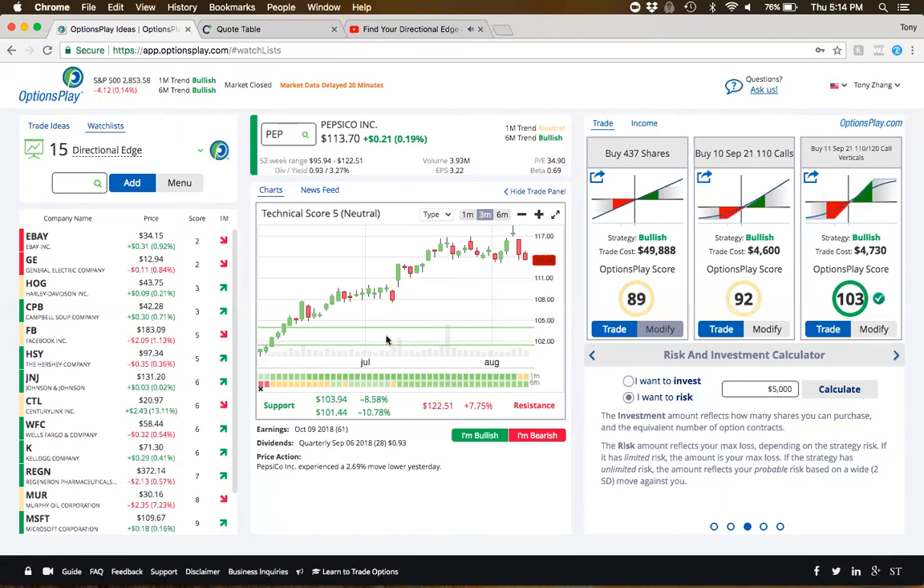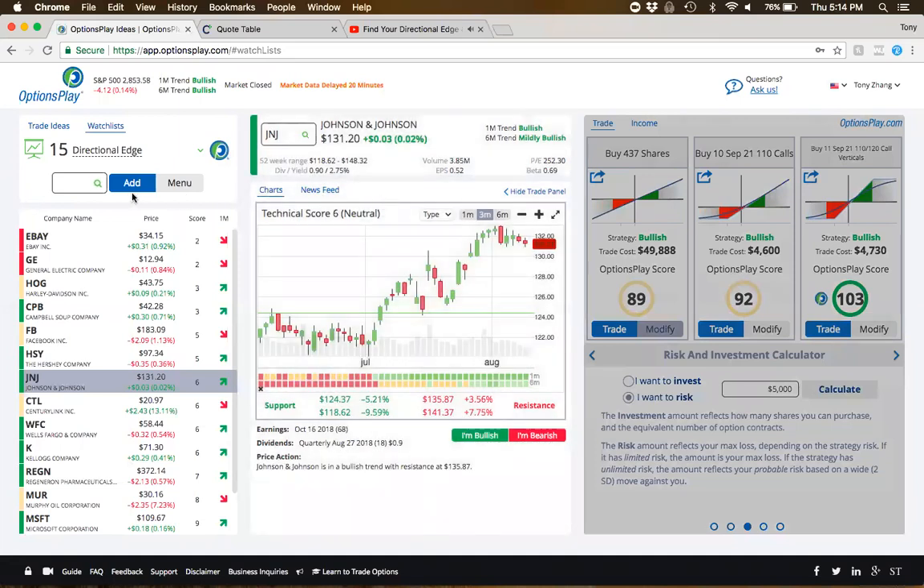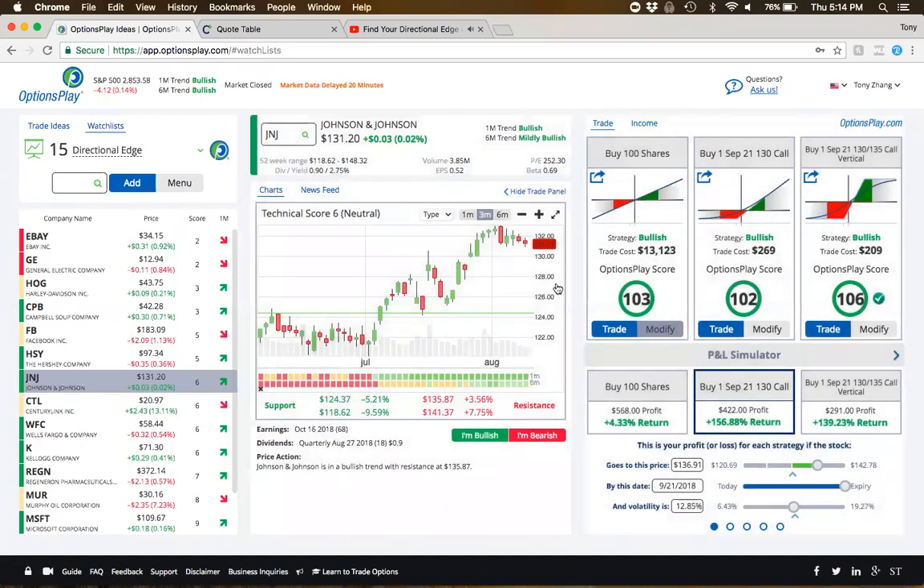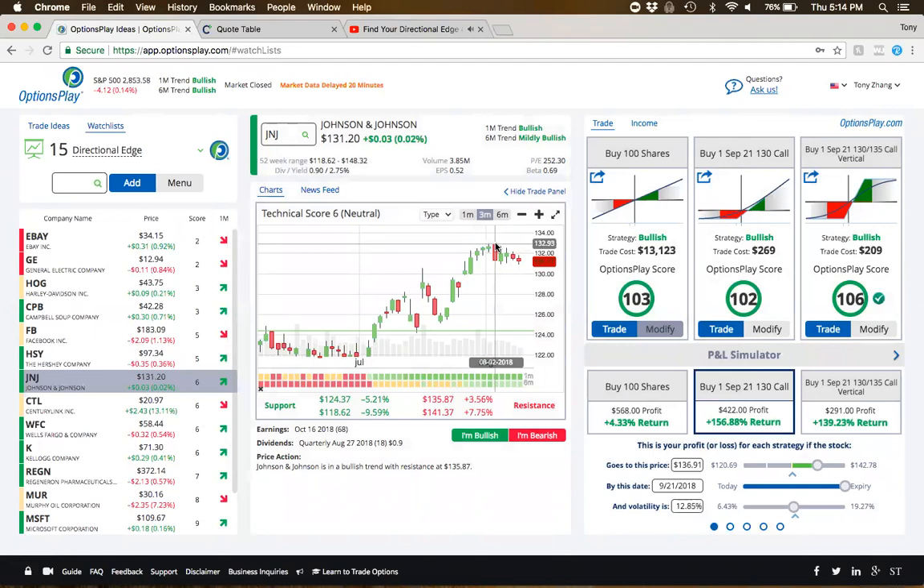Great question. Marlene's asking, I'm confused, J&J looks like it's ready to be bearish. Let's take a look at Johnson & Johnson here. Based on our trend indicators, this certainly has pulled back, but as you can see, it's only pulled back less than $2 from the high, about $1.50 from the high. So I wouldn't say this has pulled back far enough to be bearish. It certainly may be the start of a bearish trend, but in my opinion it has not pulled back far enough for it to be bearish.